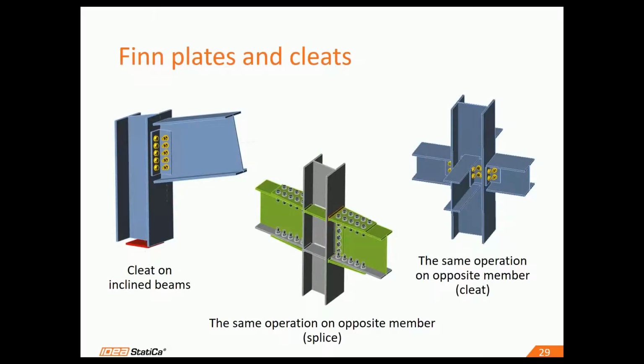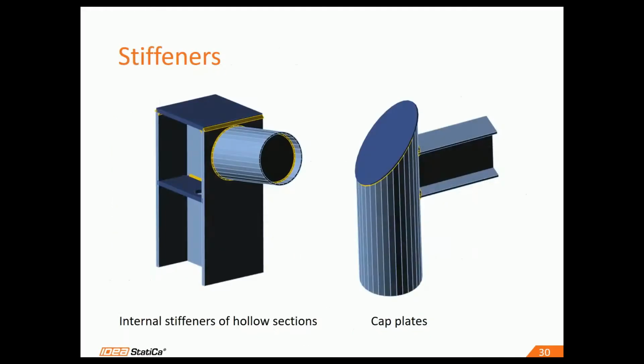New features for cleats are, for example, that they can also be used on inclined beams. And if you have the same beam on the opposite side of the column and you want to use the same connection, now it's also easier. You don't have to copy the operation; it's in one operation, and it places the same cleat on the opposite beam. The same can be used also for splices. It can be automatically copied on the opposite beam in one operation.